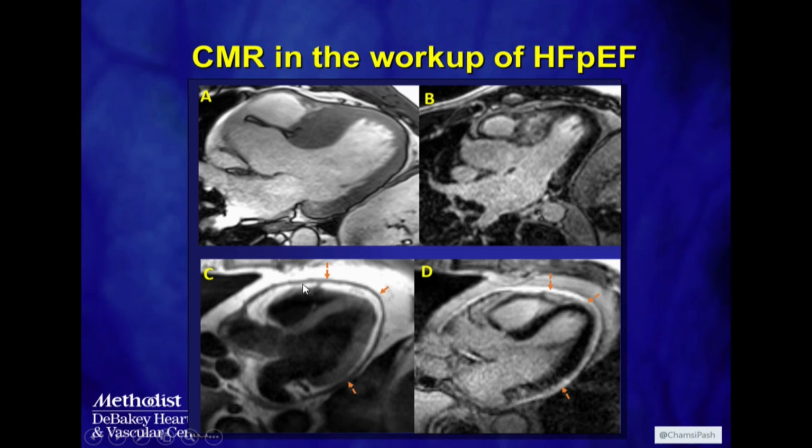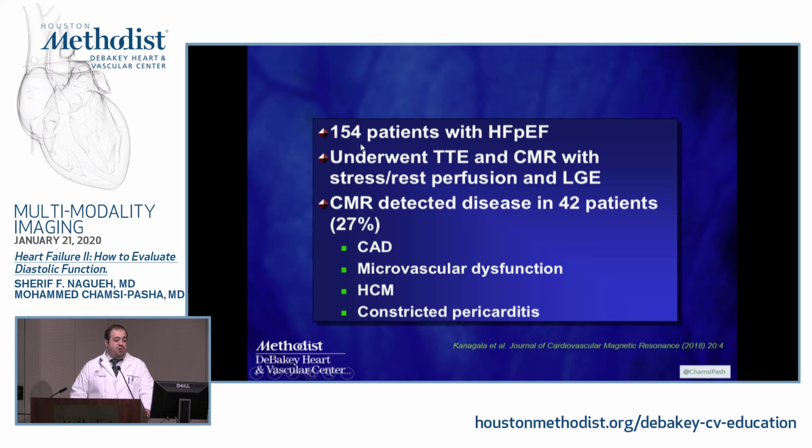Here's a very nice study that was published in JCMR over a year ago, where they took 154 patients with HFpEF, and they all underwent simultaneous transthoracic echo and MRI with both stress and rest perfusion. So they were doing ischemic stress testing, and then they were also doing scar imaging. And CMR detected disease in 42 patients, almost 27%.